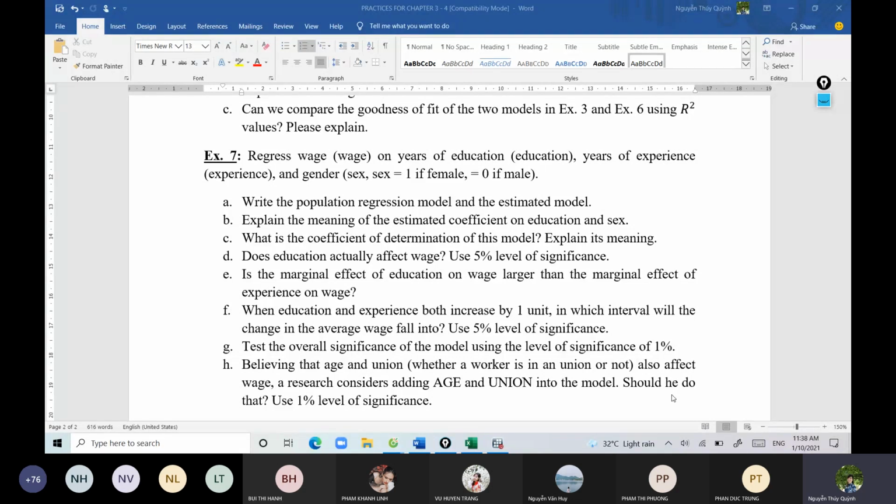Look at the population regression model. When education and experience both increase by 1 unit, what will be the change in wage?